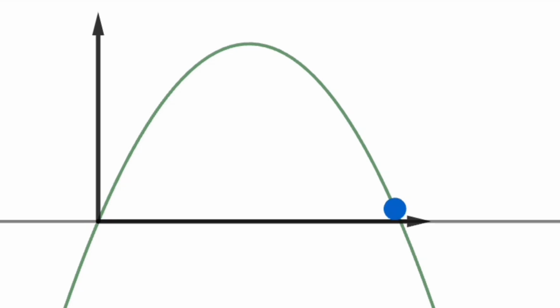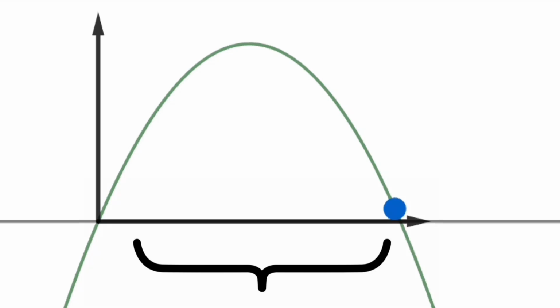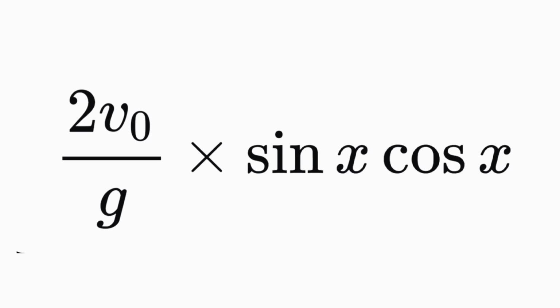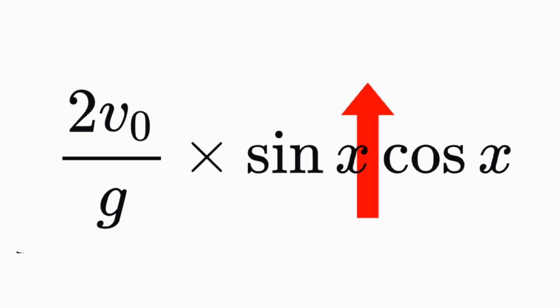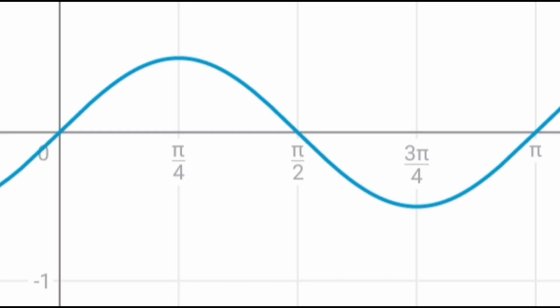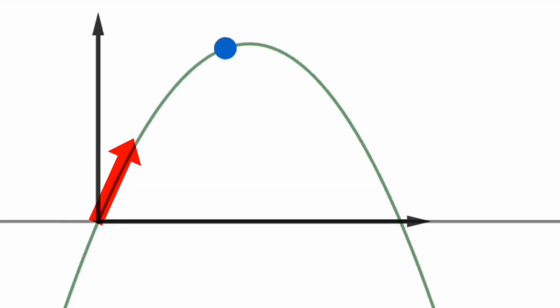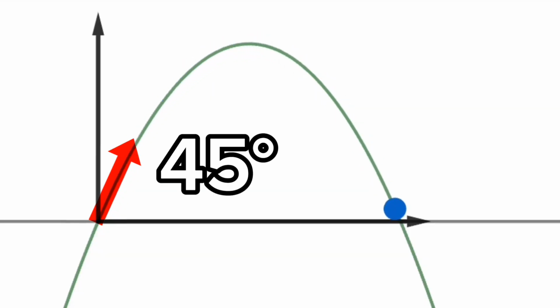Okay, we're almost done here. Our goal is to maximize this distance here, which we have shown is equal to this. Notice how sine x times cosine x controls this expression. The bigger its value, the bigger the distance. The function sine x times cosine x has a maximum at x equals pi over 4, or 45 degrees. So the angle you should kick that ball at is exactly 45 degrees.